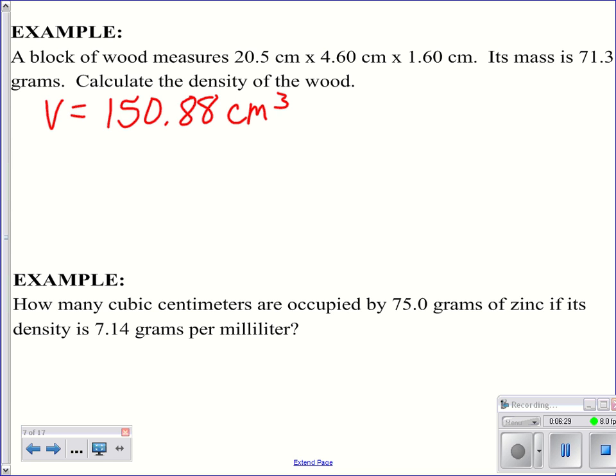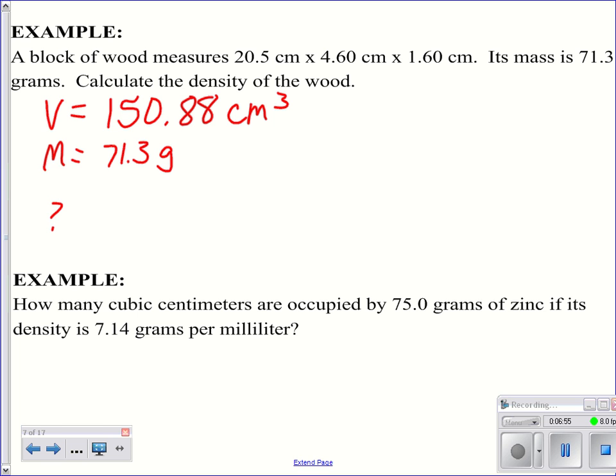Now, I know that you guys would look at this and say, okay, well, there's 3 sig figs, 3 sig figs, 3 sig figs. So I'm going to round that to 3 sig figs. Don't round yet. Wait till the final answer of your problem. That's just going to give you the best results. So you keep that in your calculator. Our final answer will be rounded. So we know our volume. I'm just going to rewrite this. We know our mass is 71.3 grams.